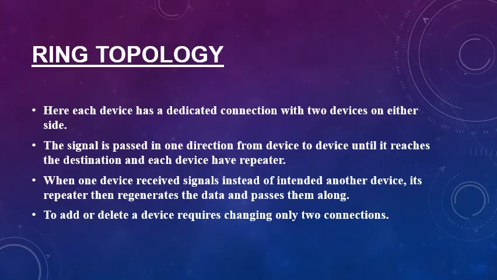Next topology is the ring topology. When the network elements are connected with each other in the form of a ring, that topology is known as a ring topology. In a ring topology, each device has a dedicated connection with two devices, one on each side. Here one computer is connected with two devices.